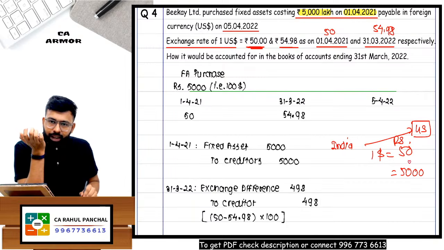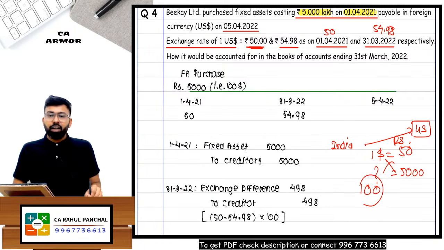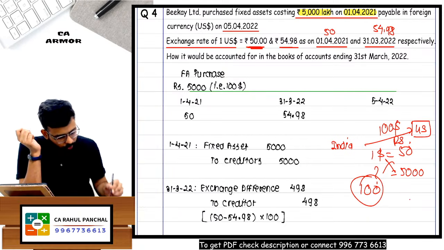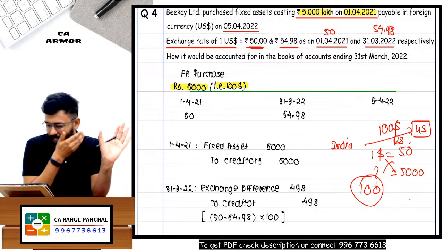It is given as 5,000 lakh rupees. So how many dollars will there be? 5,000 into 1 divided by 50. You can just divide and you will get $100. It means the transaction was worth $100. Try to understand, rupees 5,000 lakhs is equivalent to $100 lakhs, we will say.